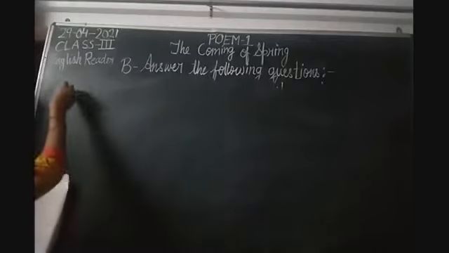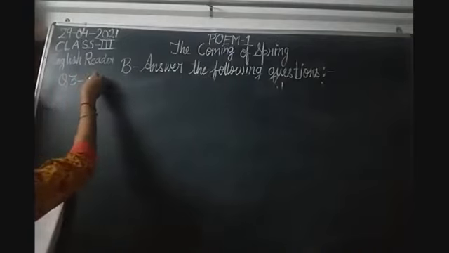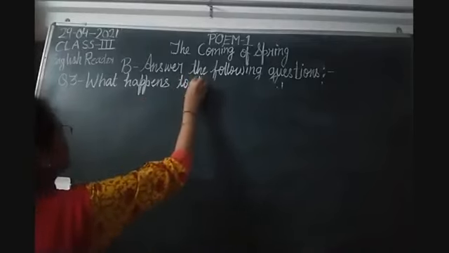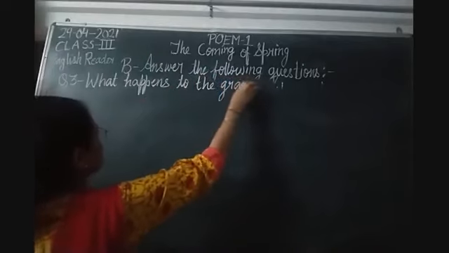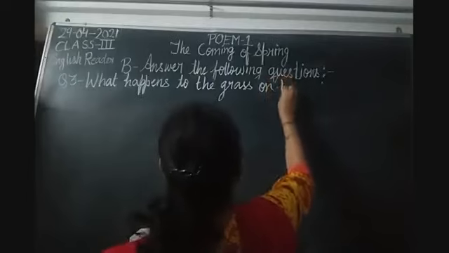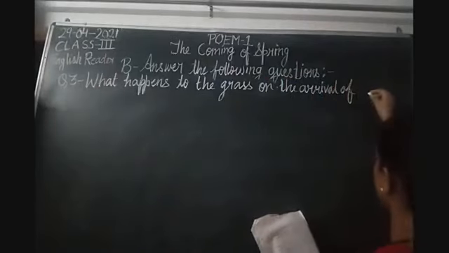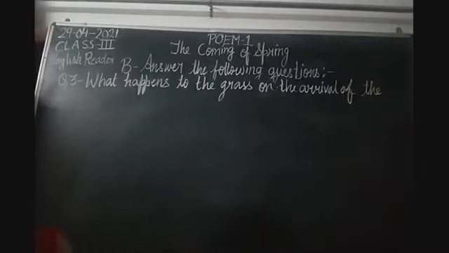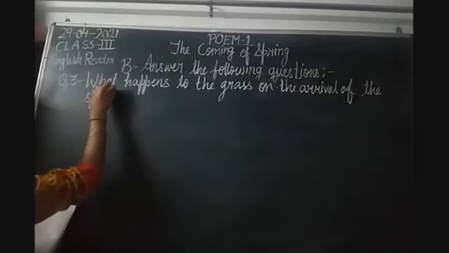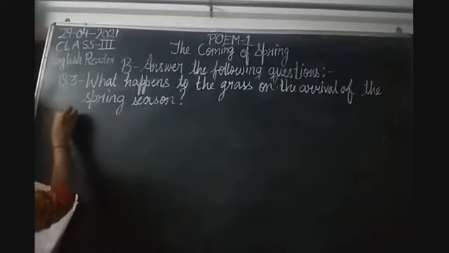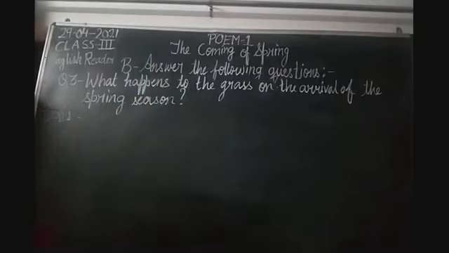Now, question number 3. What happens to the grass on the arrival of the spring season? Question number 3 is, what happens to the grass on the arrival of the spring season? जब spring season आता है तो grass का क्या होता है? grass को क्या होता है?